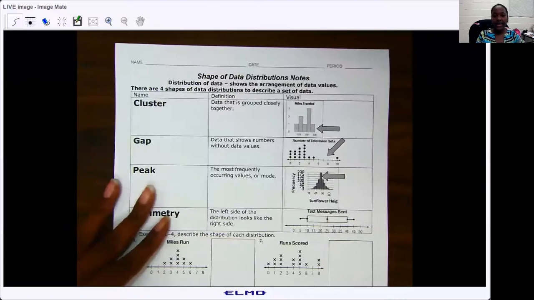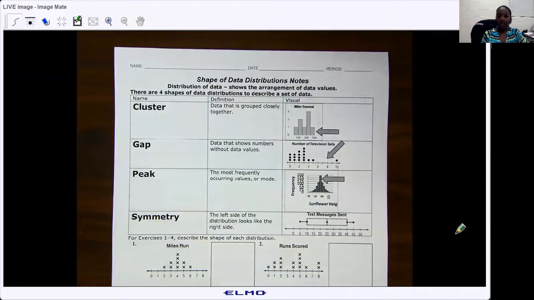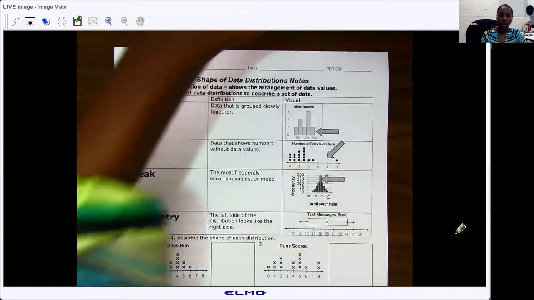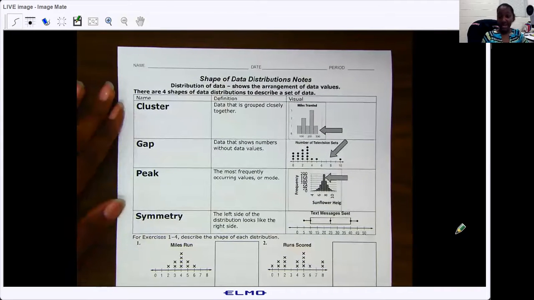Today we're going to learn about shape of data. So there's no math involved, but you do need to identify what type of data that you're looking at. So let's take a look. We have four things that we're going to discuss in the shape of data. The four shapes of data that we're going to talk about are cluster, gap, peak, and symmetry.